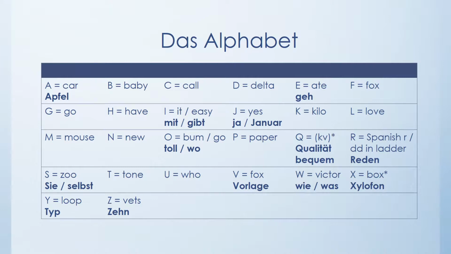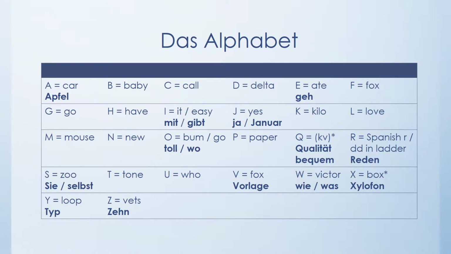R is a little bit different. It's not like the R in English. It's actually more like a Spanish R, and it resembles the soft double D sound in the word ladder. So you'll take that double D sound and use that. You'll take that R sound and say reden, not reden, you say reden. So let's practice that ladder sound. I know that's a little tricky.